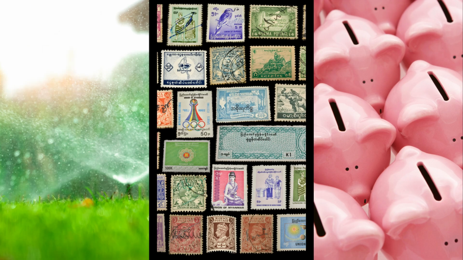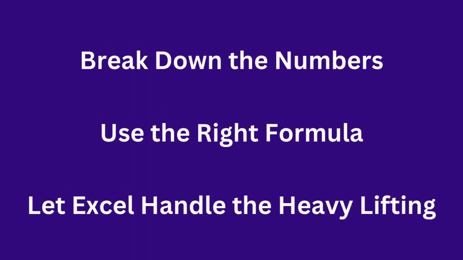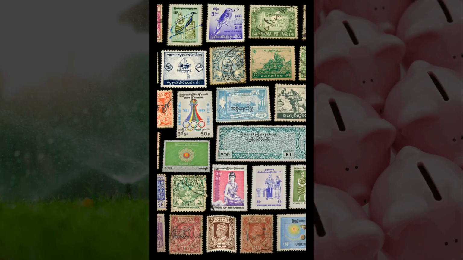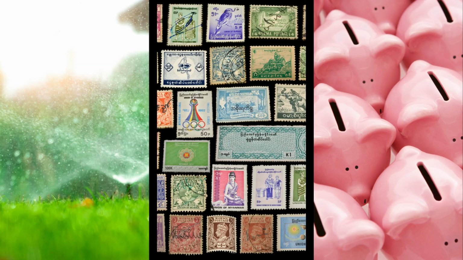And that's it. 3 very different problems, all solved using the same approach. Break down the numbers, use the right formula, and let Excel handle the heavy lifting. Whether it's ignoring sunk costs, calculating compound growth, or figuring out equal loan payments, the principles stay the same.